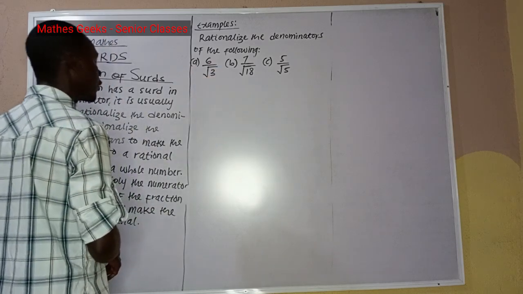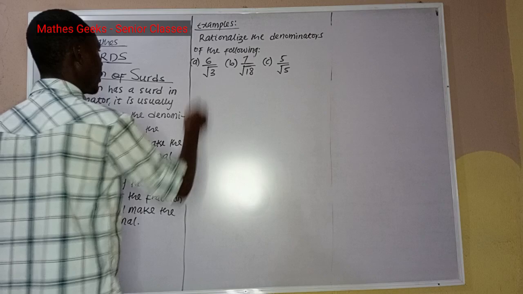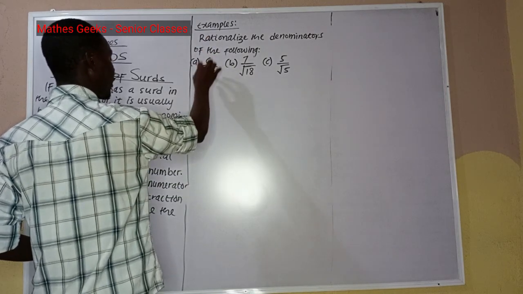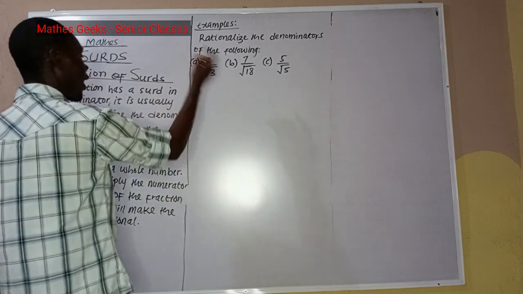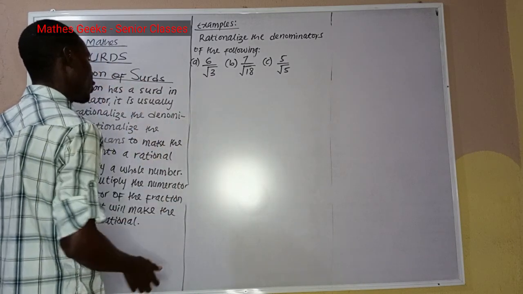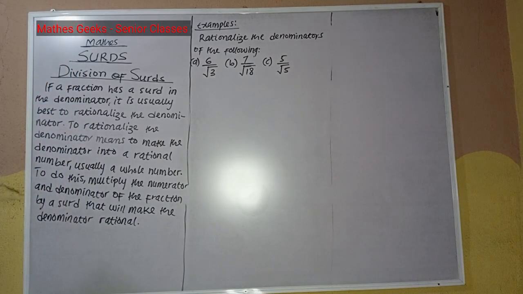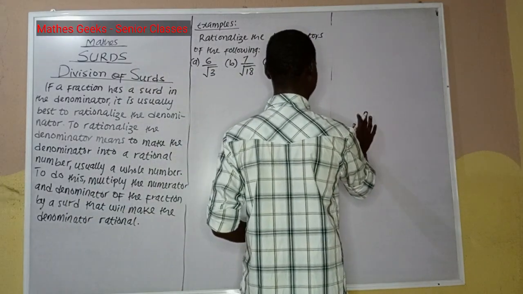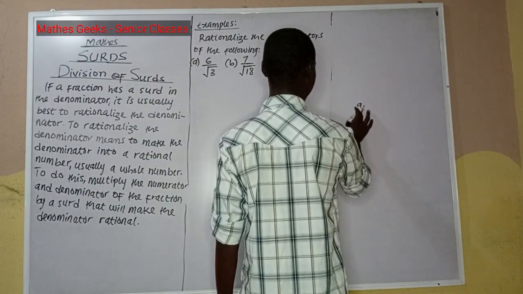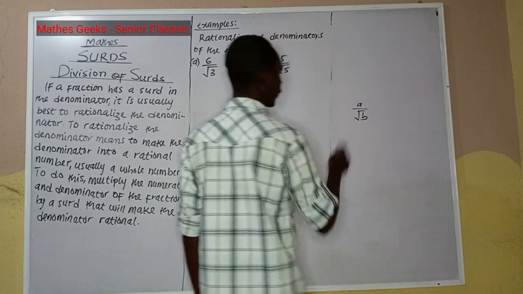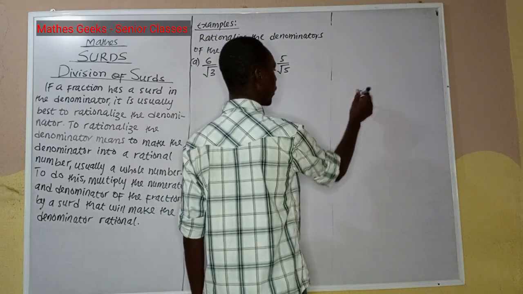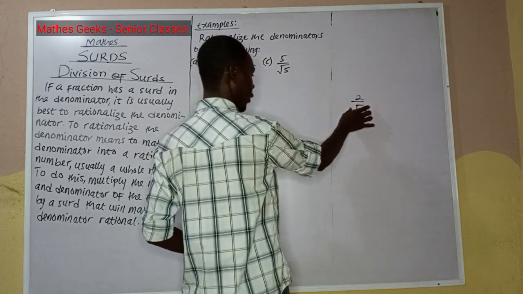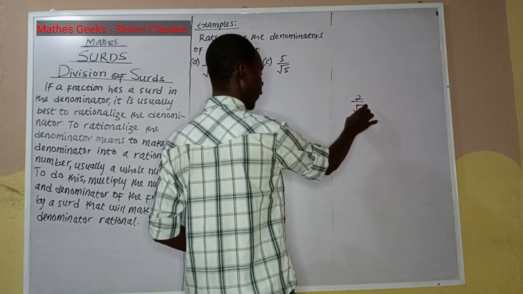How do we do that? We rationalize by multiplying both the numerator and denominator by the denominator. Once we do that, we're going to have a value that will be rational. So for instance, if we have, let's say, a over root b. Okay, let me use real numbers. Let's say 2 over root 5. Now you discover that this value here is the square root of a non-perfect square.